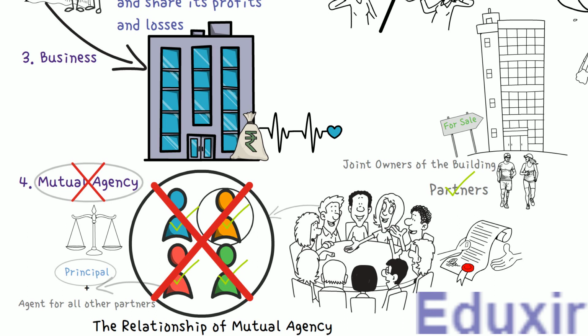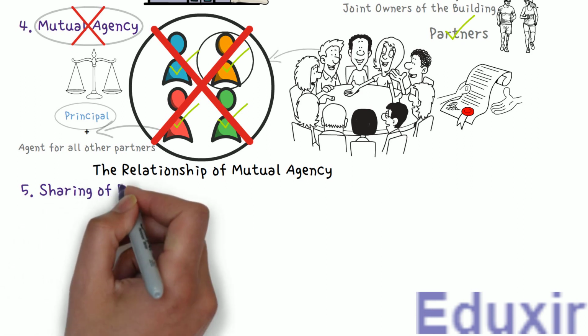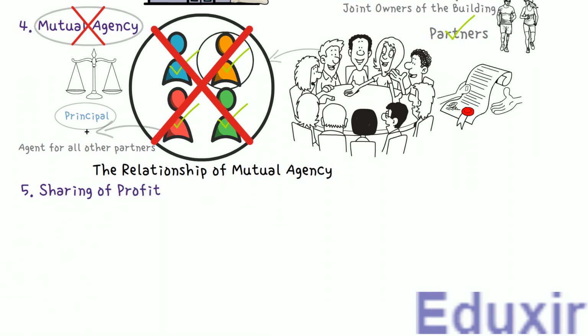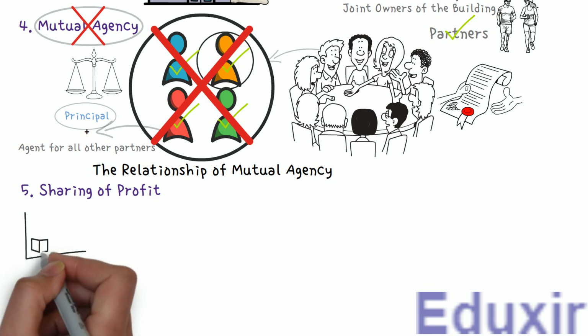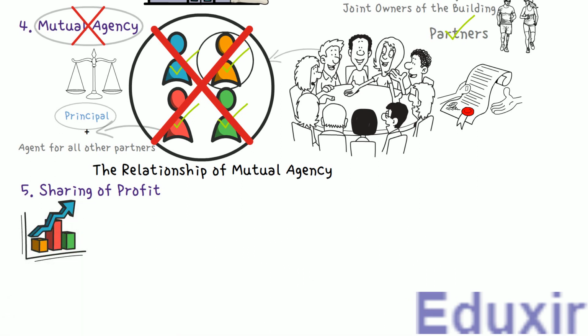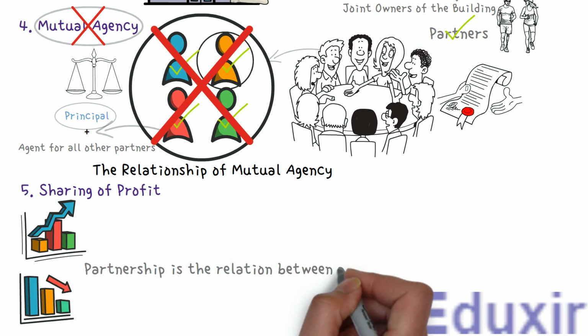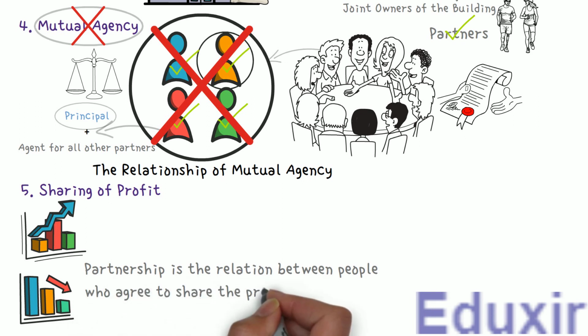The next essential feature of partnership is sharing of profit. This is another important element of partnership. When we say that there should be sharing of profit, it doesn't mean that the partners would share only the profits. They should also share any of the losses arising in the business. Why we are stressing on this is that when we consider the definition given in the Partnership Act, it describes the partnership as the relation between people who agree to share the profits of a business.